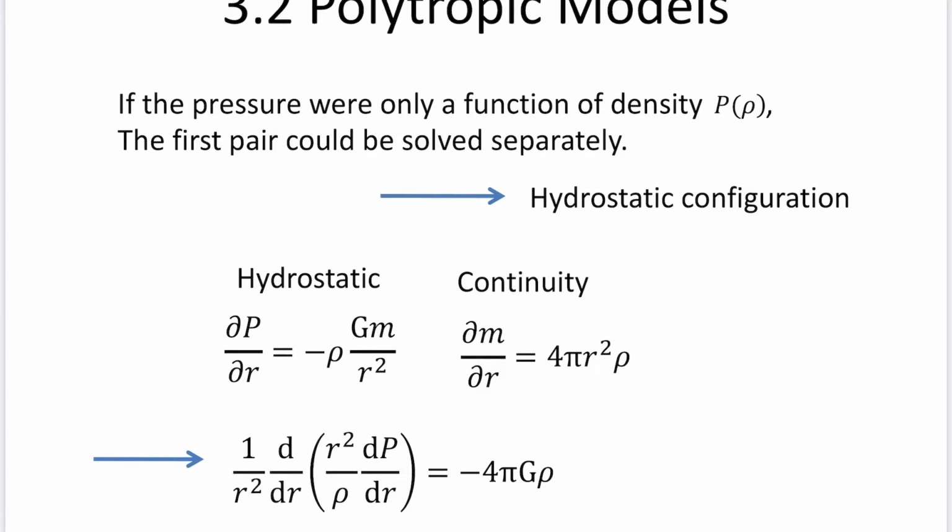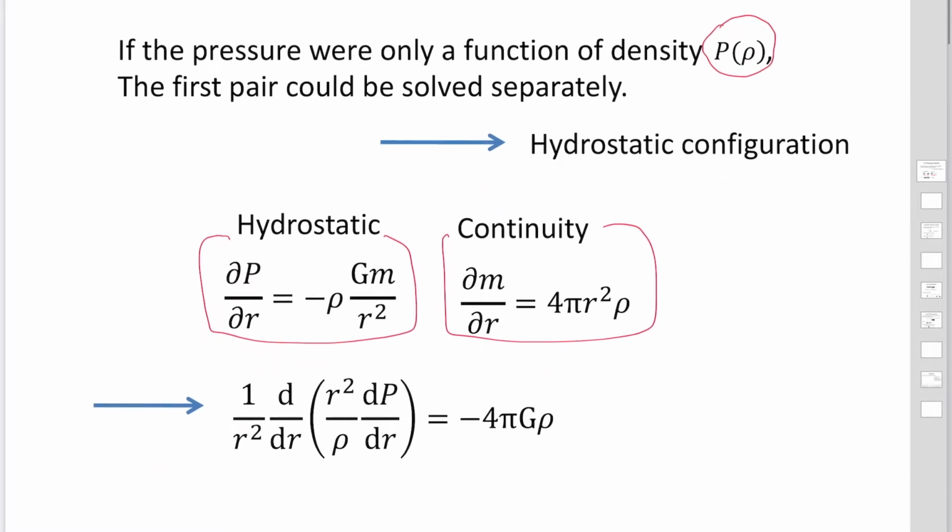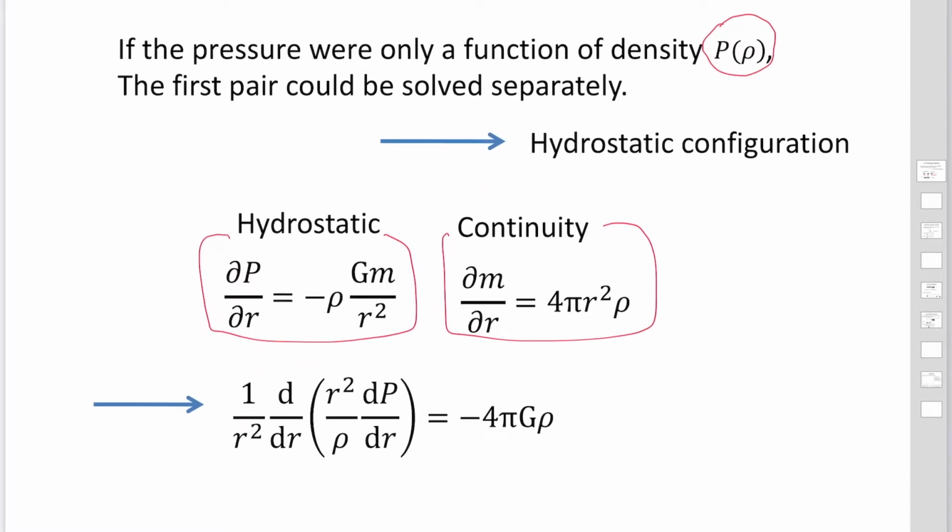If the pressure of a star were only a function of the density, so pressure is only a function of the density, then we could pick up just the first two equations, hydrostatic and continuity. These two equations we only need. Then we could find out the stellar structure. This is the simplest case of finding the stellar structure, so I'd like to explain this case.